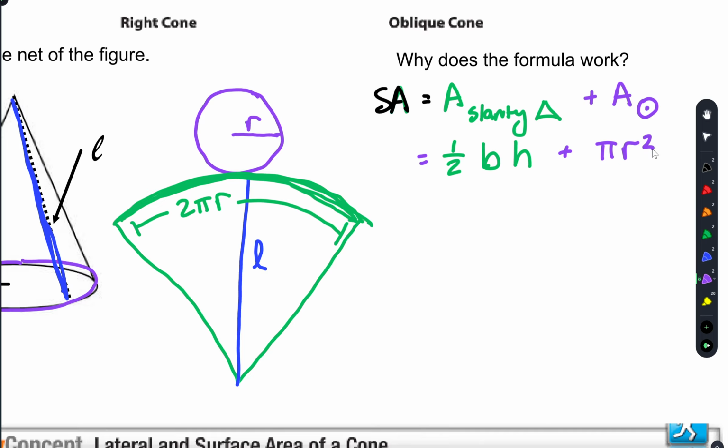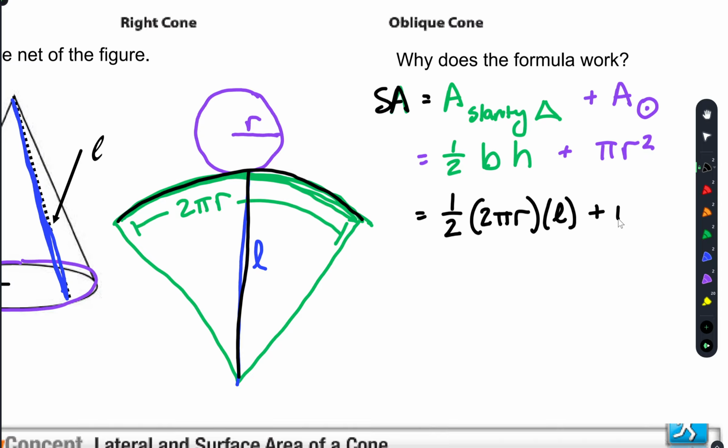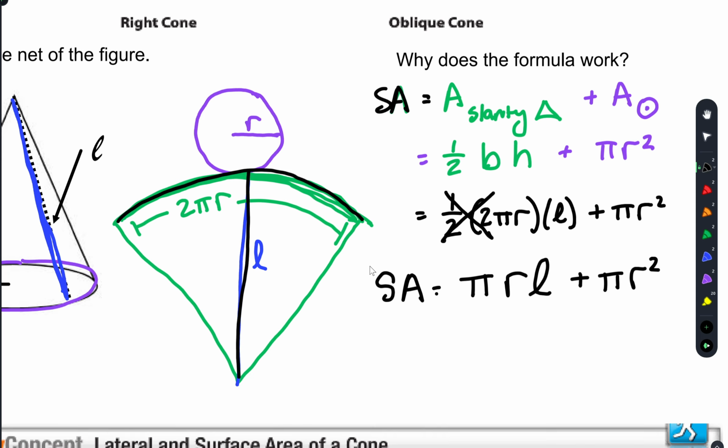And then let's change those labels a little bit. So instead of 1/2 base times height, it's going to be 1/2 times the base of this slanty, curvy triangle, which is the circumference formula, 2 pi r. And then the height of this curvy looking triangle is our L, our slant height, plus pi r squared. So for the surface area formula for a cone, that 1/2 times 2 right there in the beginning are going to cancel each other out. So what I'm left with is the formula pi r L plus pi r squared.